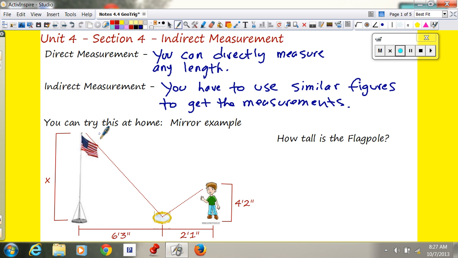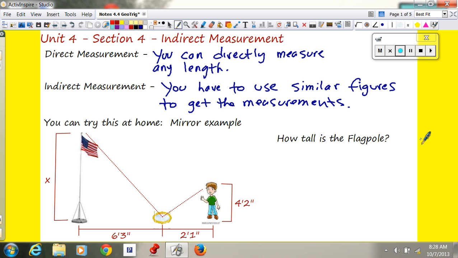Here's an at-home example that you could actually try. It's called the mirror example. It does work. If I wanted to find out how tall that wall was, or how tall it is up to that top yellow poster, I could put a mirror on the floor somewhere in the middle, and position myself where I could look in the mirror and see the top of that picture. That's what you see right here. He wants to find out how tall the flagpole is. So he's got a mirror right here, and when he can see the top of the flagpole in the mirror, he would then have made two similar triangles.